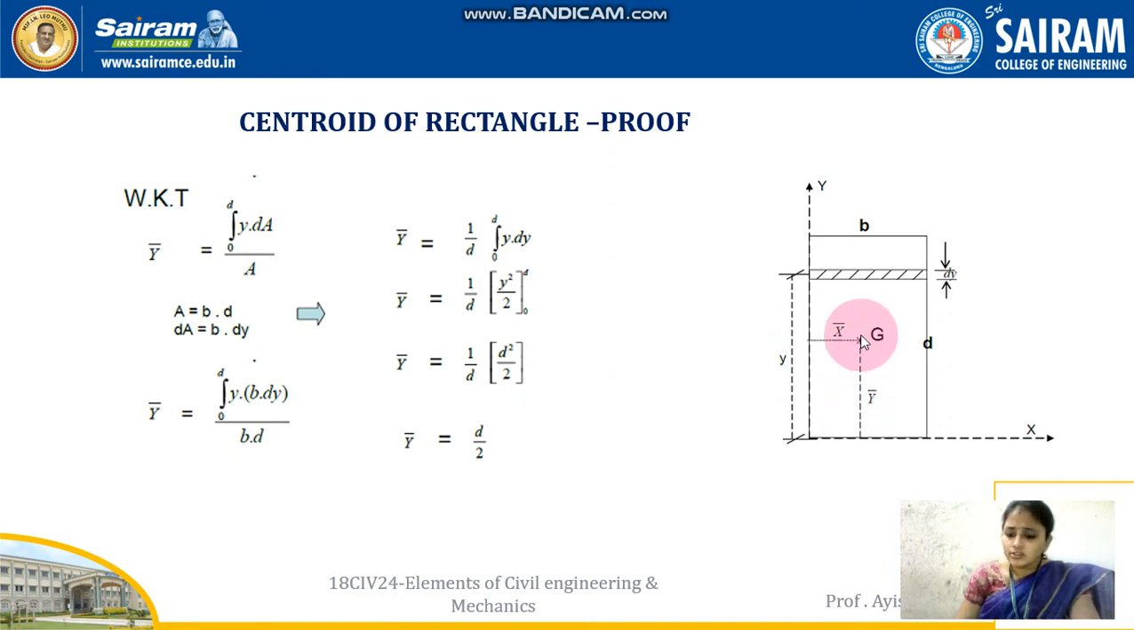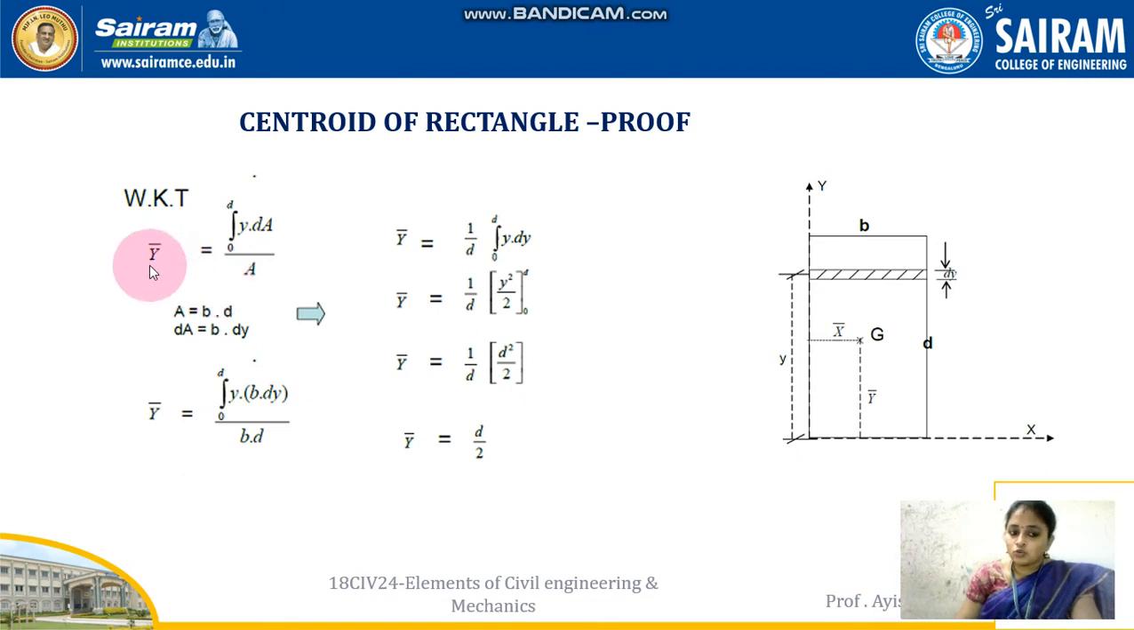So we shall consider a small elemental area of base b and depth dy. Since we can take the whole b, we are taking only a horizontal elemental area, so the depth only we shall take as dy. The distance from the x-axis to the dy we shall take as y. Now we shall proceed with the derivation.